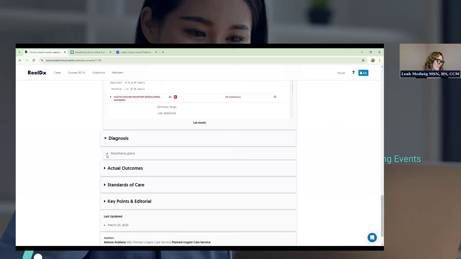So let's talk a little bit about what myasthenia gravis is. It's a little bit of a complicated disorder, and there's a lot of information about it.